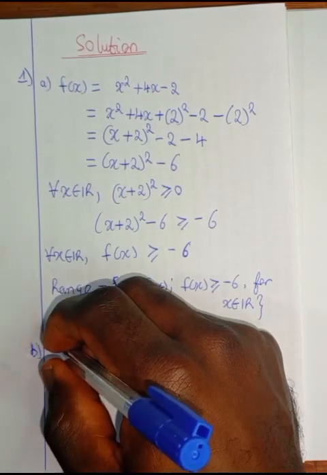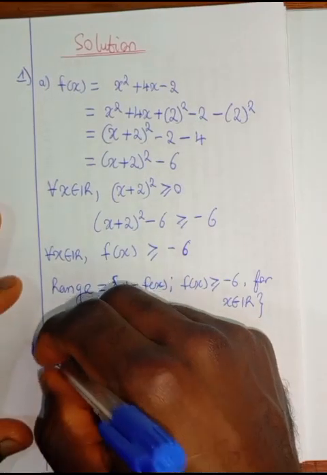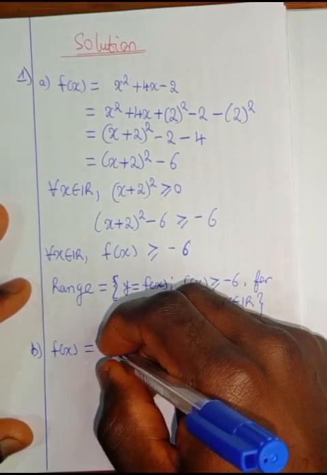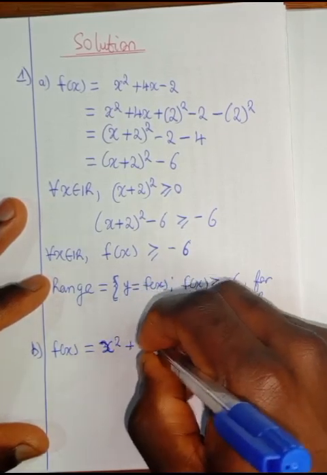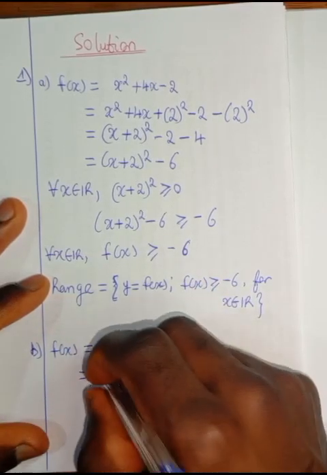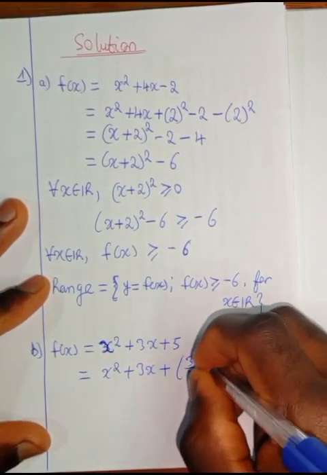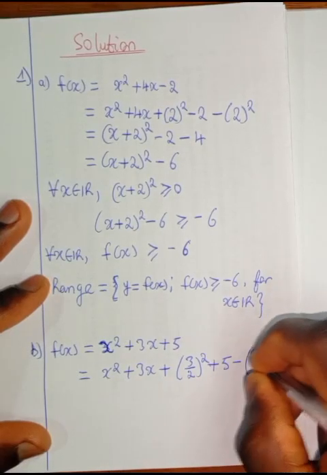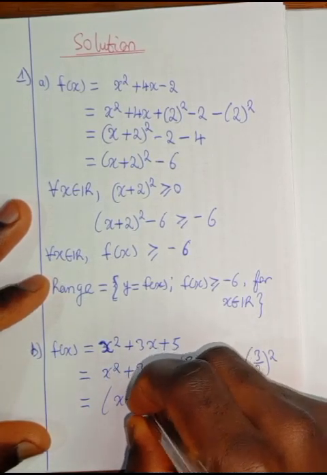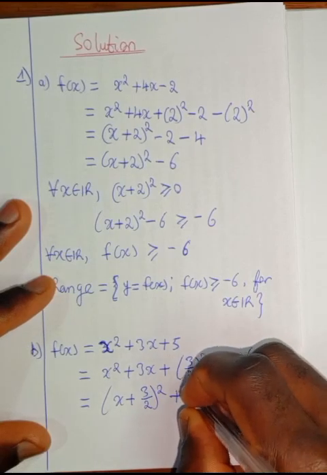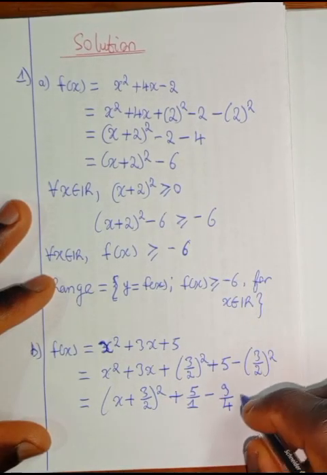For b, we have to find the range of the function f of x is equal to x squared plus 3x plus 5. F of x is equal to x squared plus 3x plus 5. Now this will simply be equal to x squared plus 3x plus, we add half the coefficient of x, all that squared, plus 5, we subtract half the coefficient of x, all that squared. This will be equal to, this is a perfect square, x plus 3 over 2, all squared, plus 5 over 1 minus 9 over 4. 3 squared is 9, 2 squared is 4.